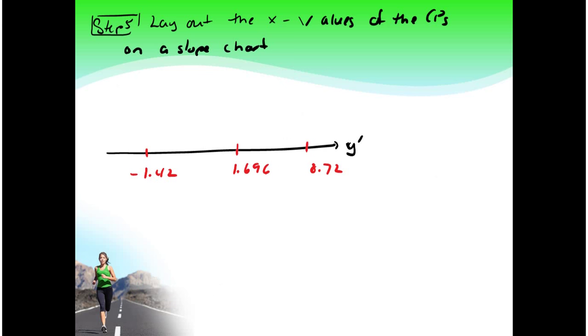Next is to make your slope chart. So you lay the x values of the critical points on the slope chart. These were the x values of the critical points. Recall in the previous problem where I had the graph and I drew the slope chart from it, they were the bumps. These are the bumps. So we are placing the x values of the bumps on the slope chart. And we need to find out what goes on in between each one of these arenas right here.